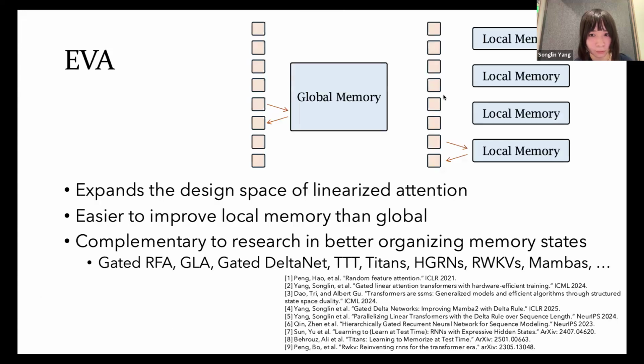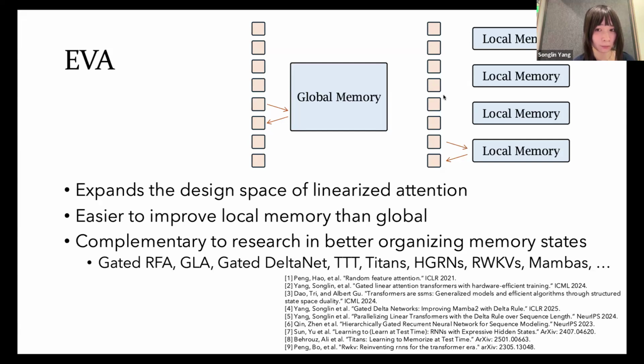And another remark, or some implication of EVA, is that it expands the design space of typical linearized attention mechanisms, because instead of trying to improve the global memory state, it is much easier to improve the coverage or organization of memory slots locally. So this is also the principle of divide and conquer: some criteria are much easier to improve locally than globally.